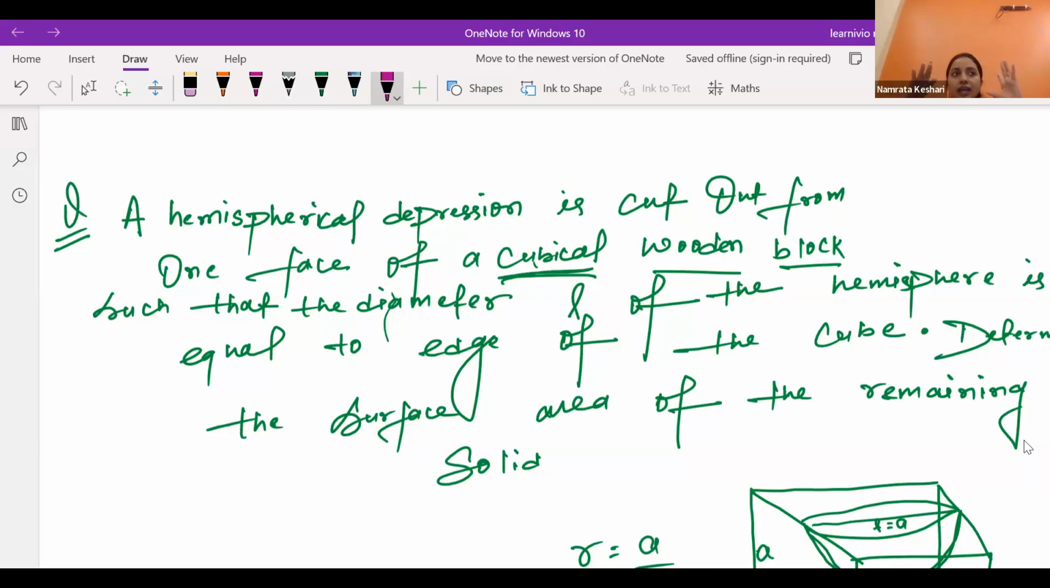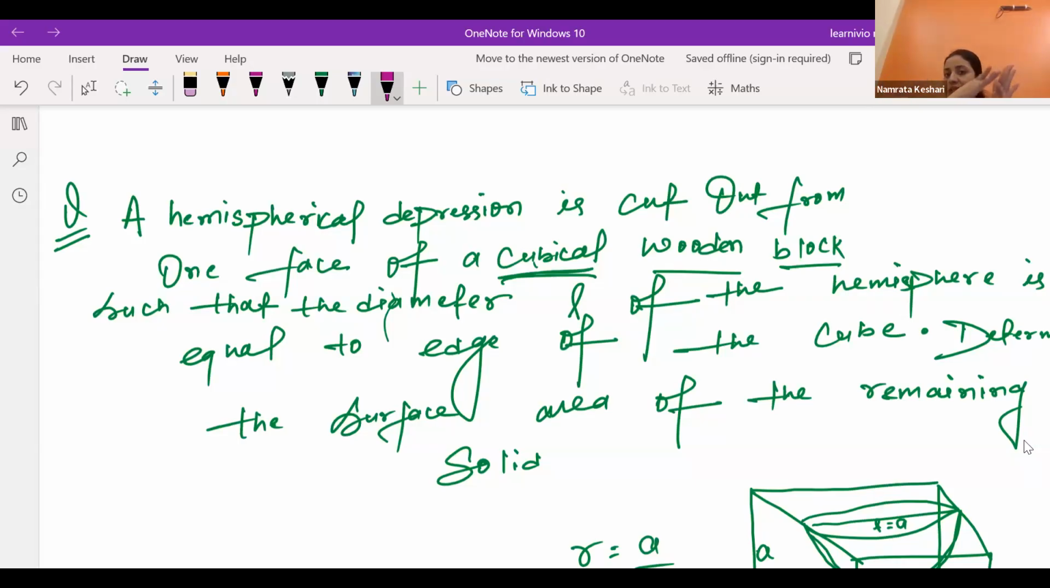Now all the surfaces are present in the cube except the top face. If you try feeling what is there in the top face, you will realize that a circular structure I have cut from the top face, to make a hemisphere. So from the top face, what is missing? A circle structure is missing, right?